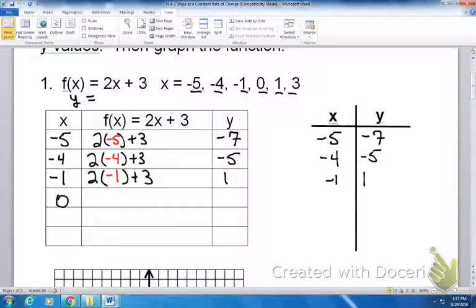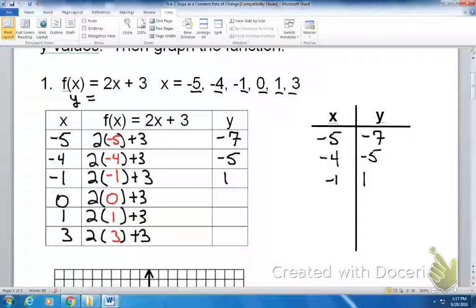Let's see, I'll have 0, 1, and 3. I'm going to do the same thing each time, just plugging in a different number. And then I'm going to slowly plug in my numbers. Let's see, I plug in 0 here, 1 here, and 3 there. 2 times 0 is 0, plus 3 is 3. So I have the point 0, 3. 2 times 1 is 2, plus 3 is 5. So 1, 5. And last, 2 times 3 is 6, plus 3 gives me 9. So I have 3, 9.